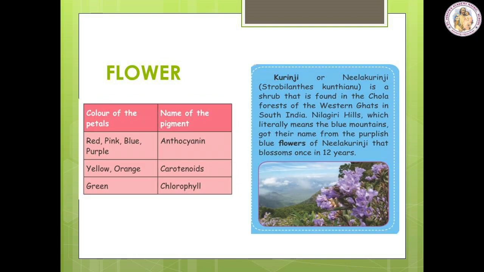The following table gives the names of the pigment present in petals. Color of the petals: red, pink, blue, purple. Name of the pigment: anthocyanin. Color of the petals: yellow and orange. Name of the pigment: carotenoids. Color of the petal: green. Name of the pigment: chlorophyll.